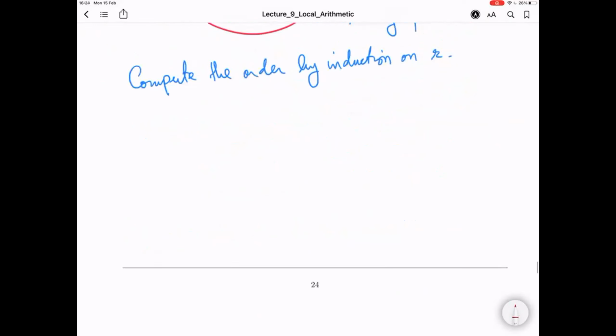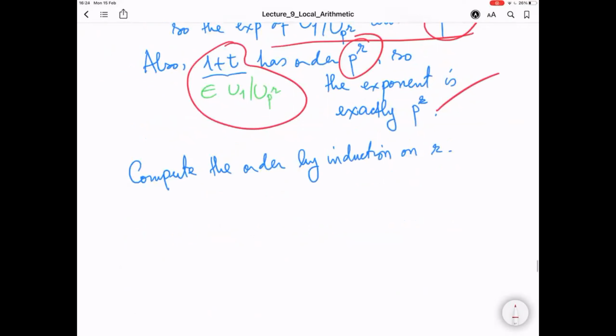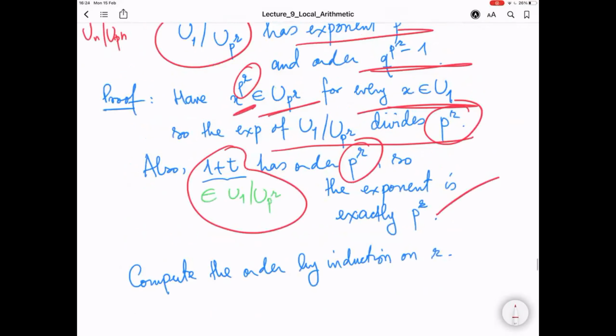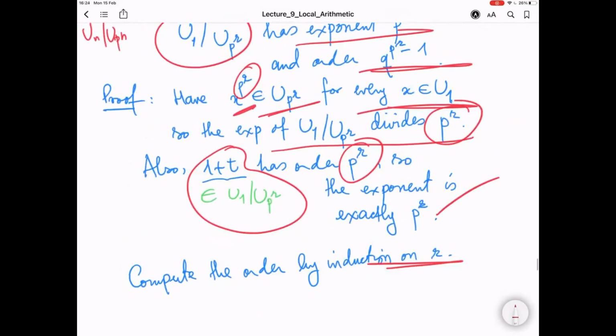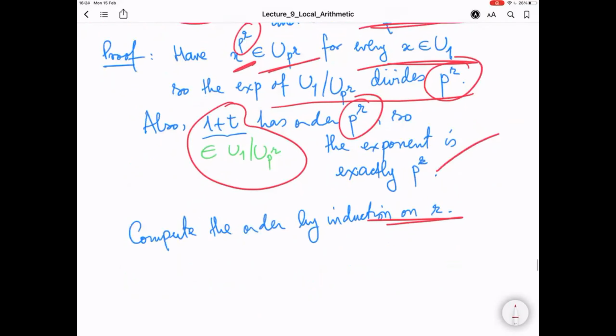Okay. And the order, you do by induction on r. You first compute the order of u1 modulo up, then you compute the order of u1 modulo u p squared using this knowledge, and so on.